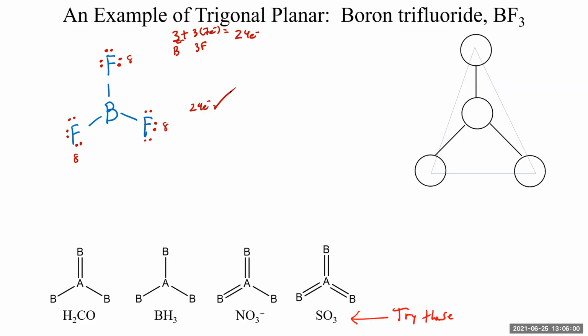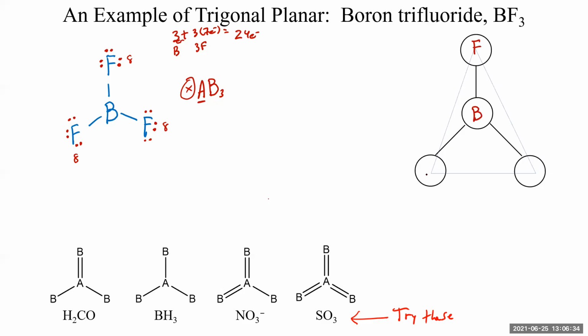Again, notice this conforms with the AB3 pattern, the single central atom, and ironically, in this case, A is B, and B is F. I hope that's not too confusing. In other words, there's a single central atom. We have no lone pairs on that central atom, but we do have 3 outer atoms. That makes for a trigonal planar shape.